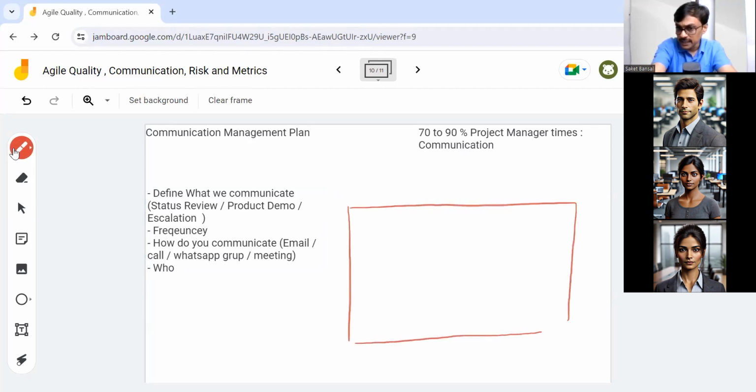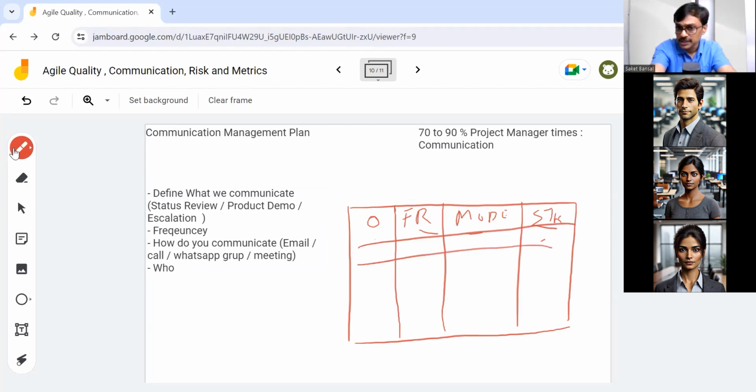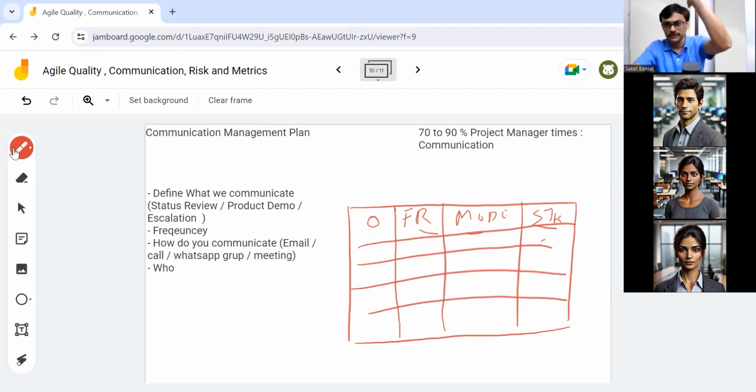So usually this becomes more like a table. The table will be a part of your communication management plan, where you will have a section focused on the type of communication. Then you may have the frequency of communication. Then a mode of communication, like email and other things. And you may have a list of stakeholders who are expected to get that communication. So you prepare this kind of communication management plan. In a predictive life cycle, your organization will have a standard for it.